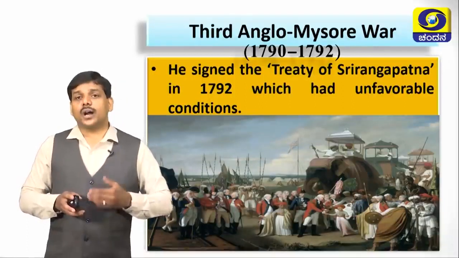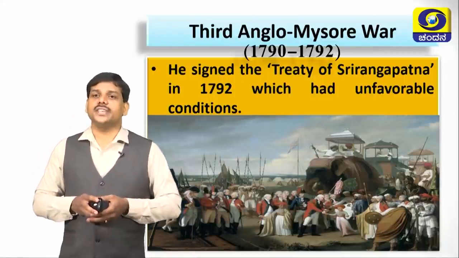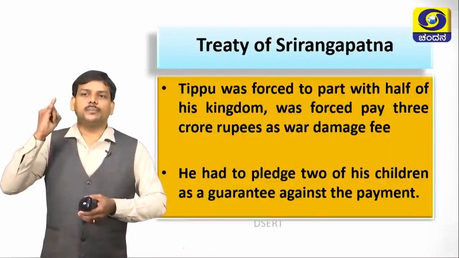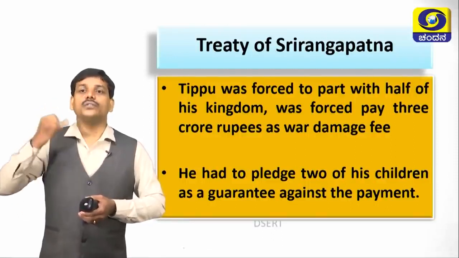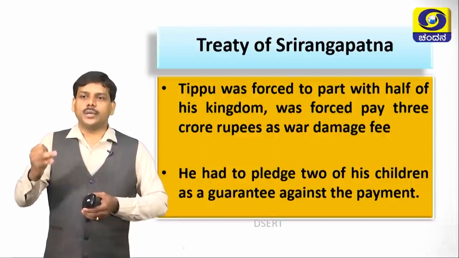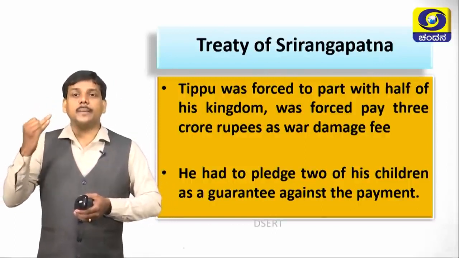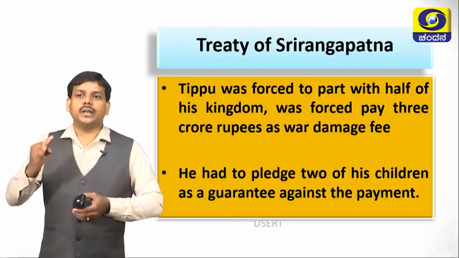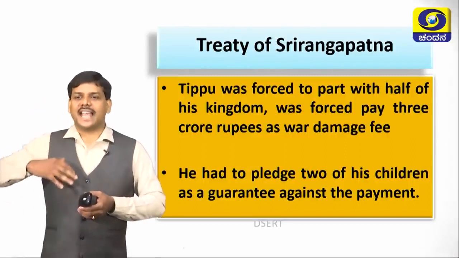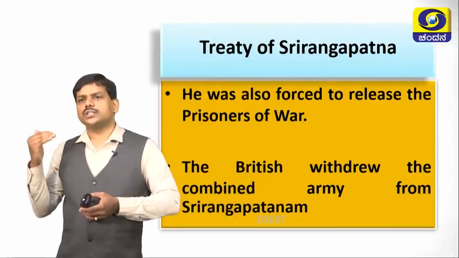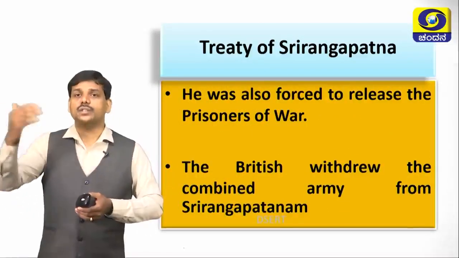Now let us see what were the conditions of the Treaty of Srirangapattanam. First important condition: Tipu was forced to part with half of his kingdom and he was forced to pay 3 crore rupees as a war damage fee. He had to pledge 2 of his children as a guarantee against the payment, and he was also forced to release the prisoners of war.